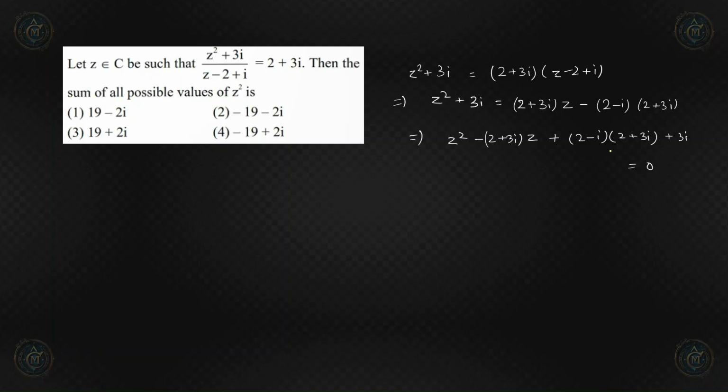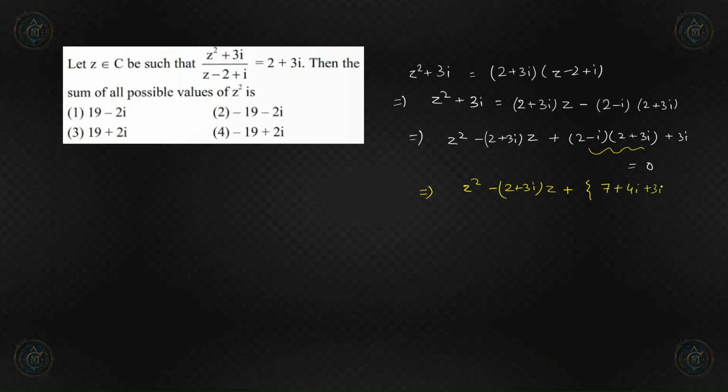So now if we simplify this thing here, it will be equal to z square minus (2 plus 3 iota) z plus, this will be 4 plus 3, so 7, then it will be plus 6, then minus 2, means plus 4 iota.